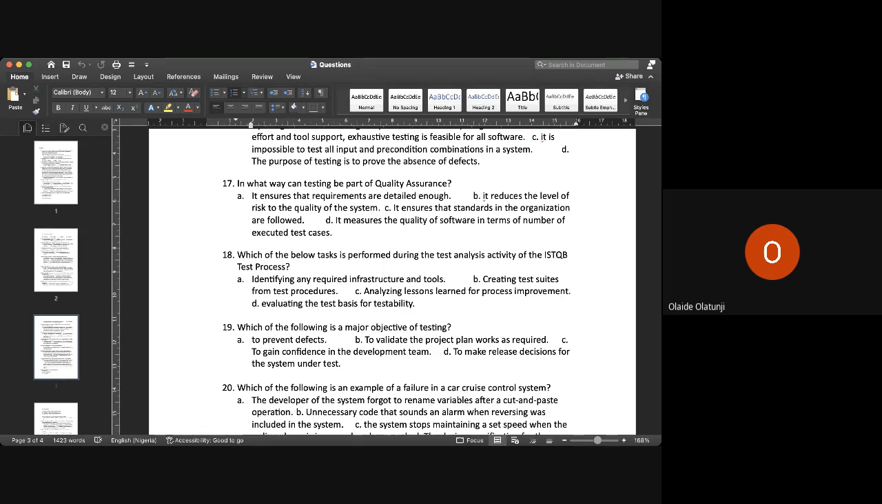Which of the following is a major objective of testing? What did you pick? Objective of testing. Hmm. This one is easy. Oh. If you miss some, you send me dollars. I'm sure I even missed it because one has to read this question and digest it really, because sometimes some of the options are very confusing. Which of the following is a major objective of testing? I was wrong. The answer is to prevent defects.